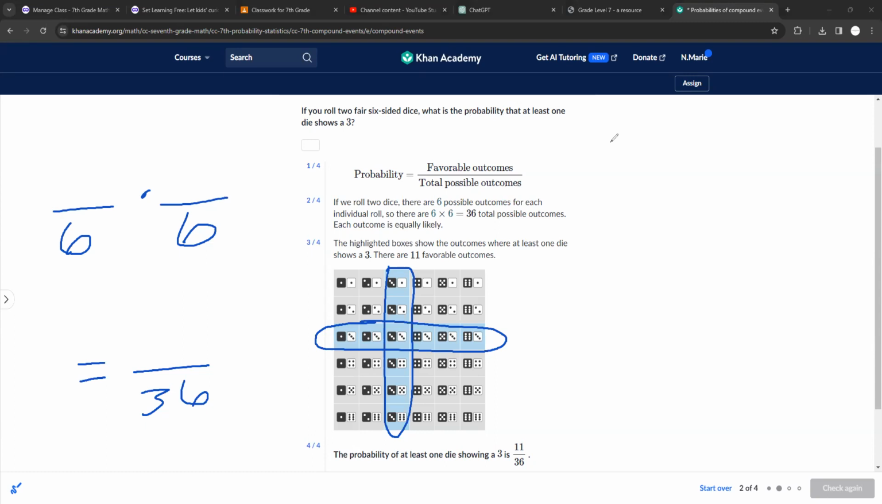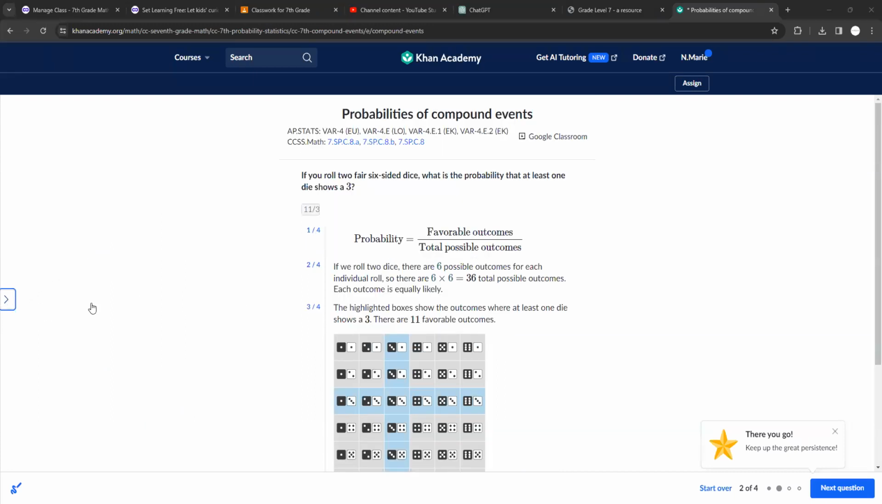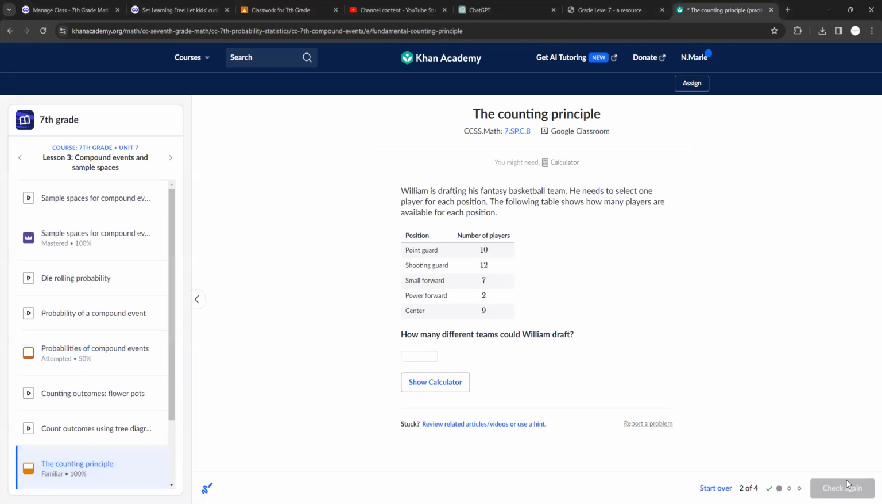Hold on, my mouse is acting weird. All right, so in that case, 11 out of 36 of these would work. And so that's what we would put for our answer. So you would have to make a chart and list all the possible outcomes, which can be very time consuming when dealing with probabilities of compound events.